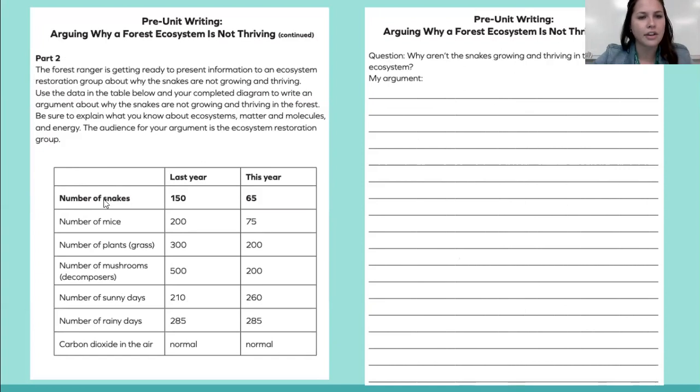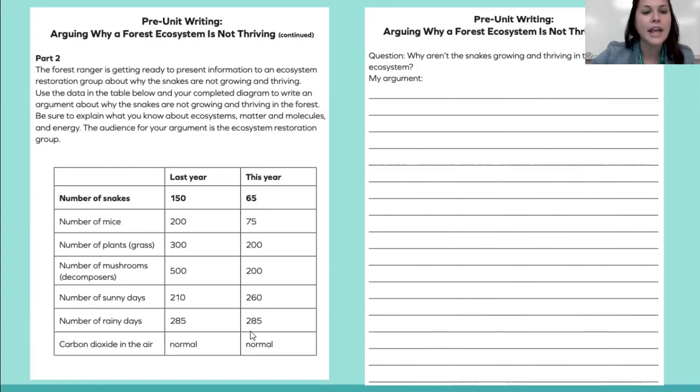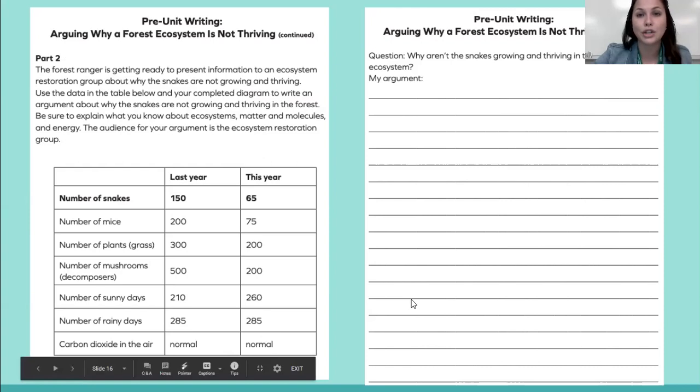So let's see, here we've got the number of snakes. It shows that last year there were 150 snakes, and now this year there are only 65. Last year there were 200 mice. This year there's only 75. Last year there were 300 grass plants, and now there's only 200. The number of mushrooms has gone from 500 to 200 in the last year. The number of sunny days has increased from 210 to 260. The number of rainy days has gone from 285 to 285, same amount of rain, and the carbon dioxide in the air has remained normal.